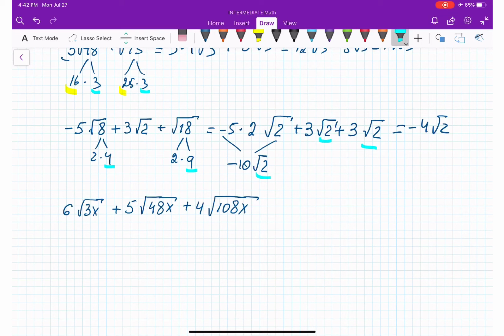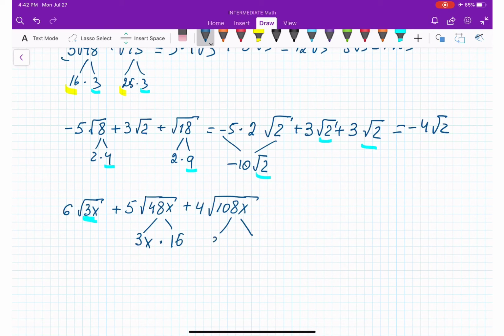So the first one, I have 3x, nothing comes out, so 3x is going to stay underneath. Second one, 48x. Since my first one is 3x, I'm trying to see if I can break it down so I will have 3x left over also. If I break it down here, I will get 3x. What is going to be left there? 16, right? Bingo. Good deal. The square root of 16 I can take, 4 comes out, and 3x is going to stay underneath. Let me try to do the same thing here.